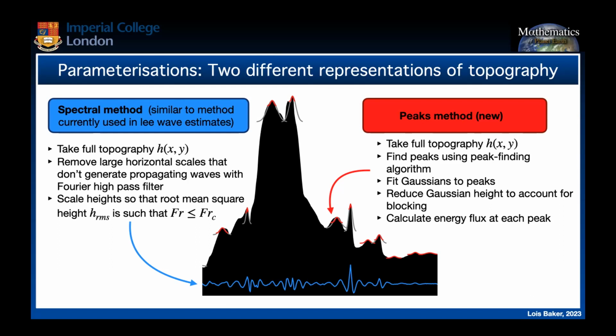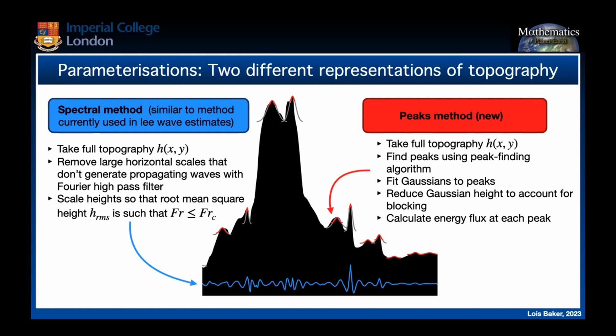Then you remove your large horizontal scales that don't generate propagating waves with a high pass filter. And then you scale the heights so that the root mean square height is such that the Froude number is less than the critical Froude number. So it's a kind of saturation idea, similar to the internal tides in the last talk. And if you do that to this black profile, you might get something that looks like this blue profile here. So you can see that's going to be your effective topography.